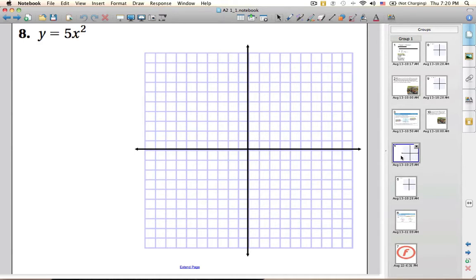If we go through graphing, there are a number of different ways to go about graphing. We could make an input-output table and graph, but you can see that with a parabola, it might take many points for me to be able to figure out exactly where my parabola lies. So just randomly selecting points might be a little difficult.